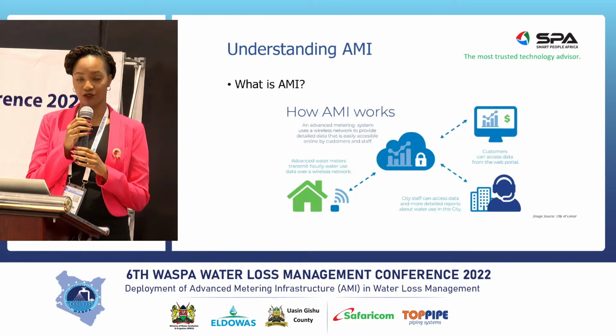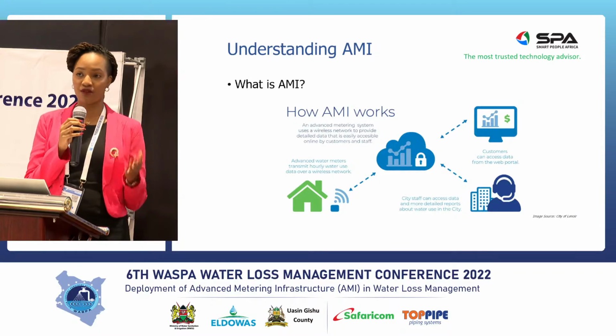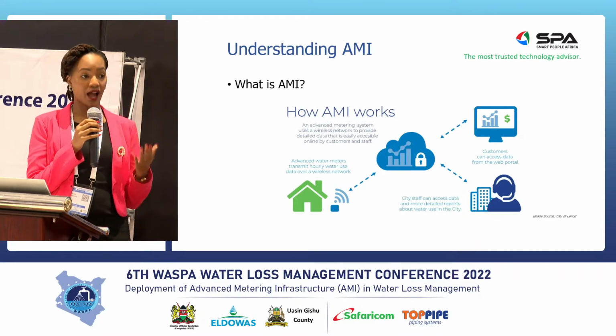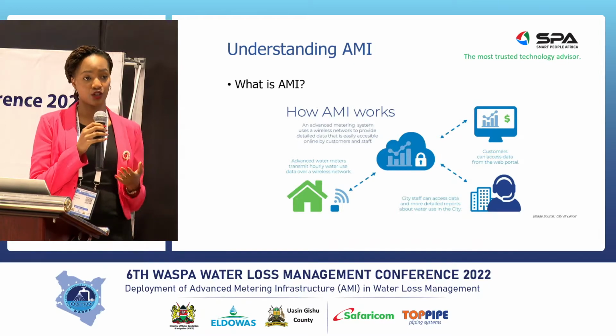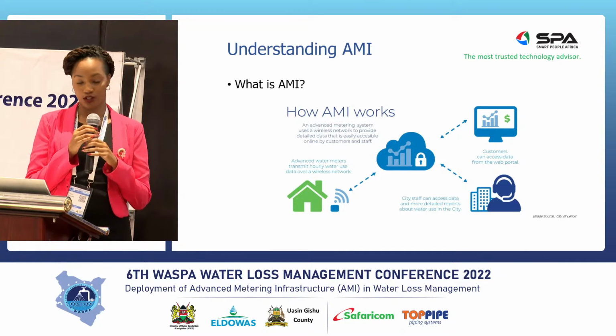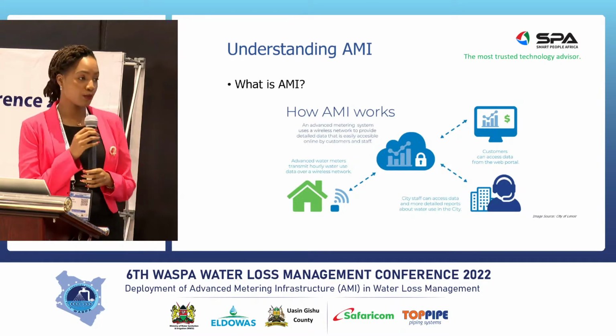components of AMI infrastructure. Without the software, you don't have data, and without data, you don't have visibility, meaning that you're not able to make active decisions that are going to help in reduction of the non-revenue water, and in relation now deal with the water loss management. The other thing is the people and the processes.